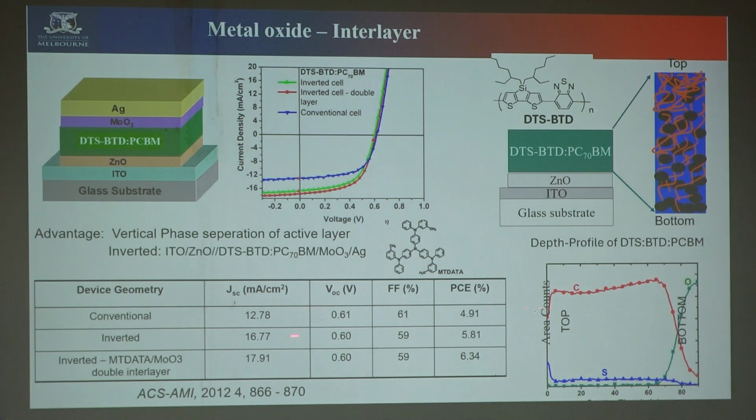Okay, it's almost, I think, 30% improvement in current, and mainly the current is increasing, and eventually the performance of the device is increased from 4.9 to nearly 6%. So we are exploring why this inverted architecture gives good performance. So again, particularly for DTS, BTD, this polymer, and PCBM, we studied this.